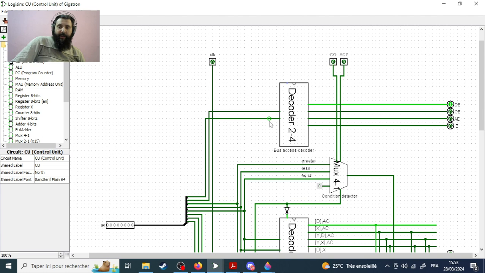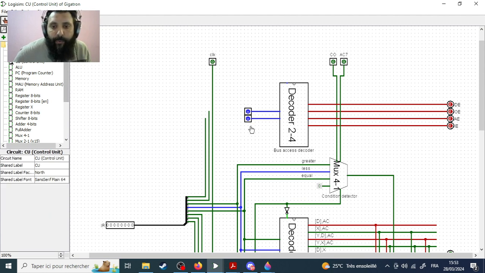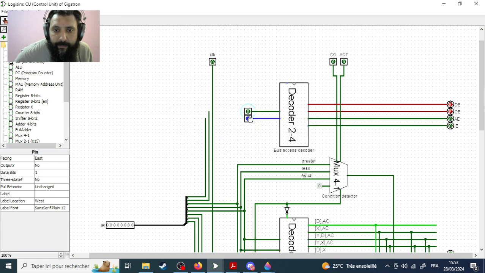If we put, for instance, 01, I can try it. Let's try it. It's very simple. If I put here 01, what would happen? Okay, very good. OE, it's about the RAM. It's the RAM output.